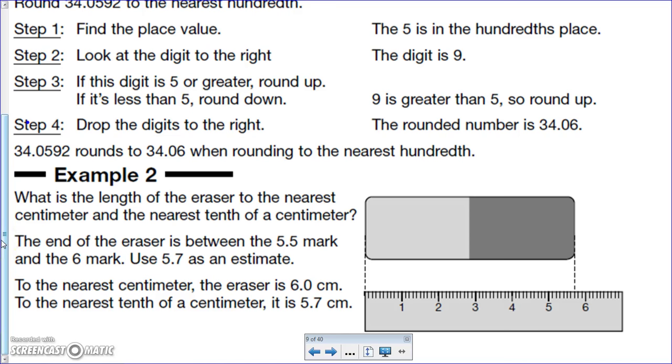What is the length of the eraser to the nearest centimeter and the nearest tenth of a centimeter? The end of the eraser is between the 5 and 5/10 mark and the 6 mark. Use 5 and 7/10 as an estimate. So, to the nearest centimeter, the eraser is going to round up to 6 centimeters because it's past the 5.5 mark. And to the nearest tenth of a centimeter, it's going to be 5 and 7/10 centimeters.